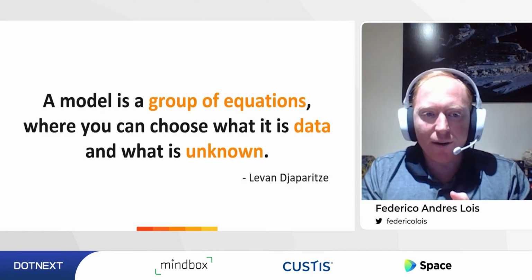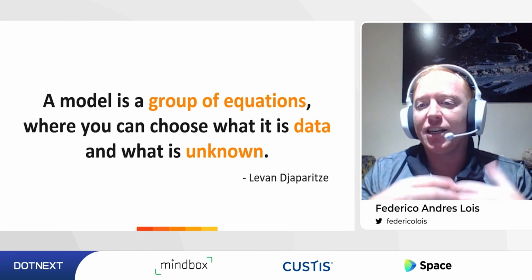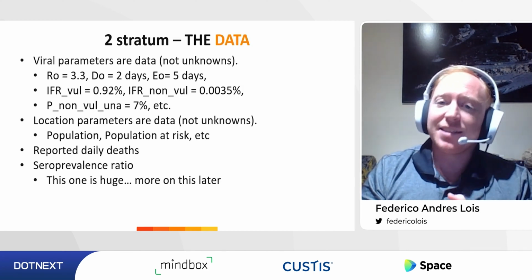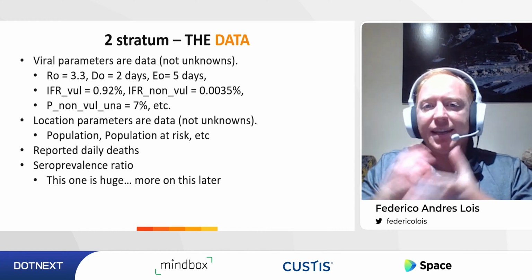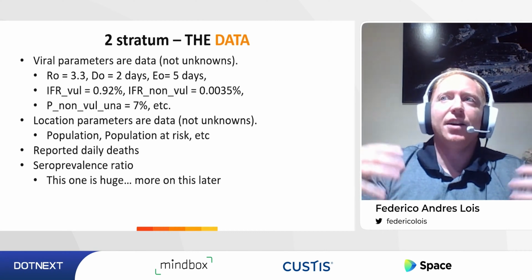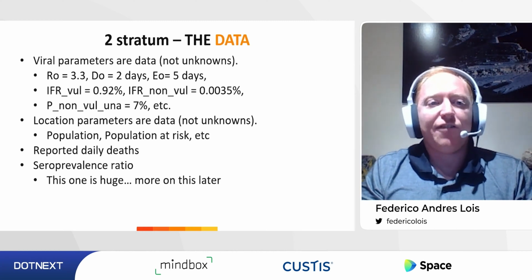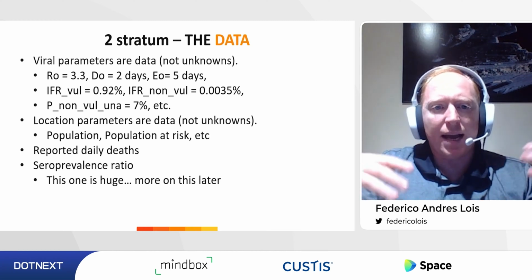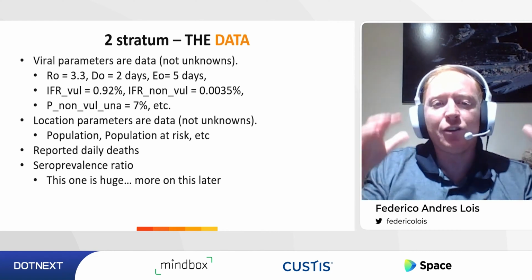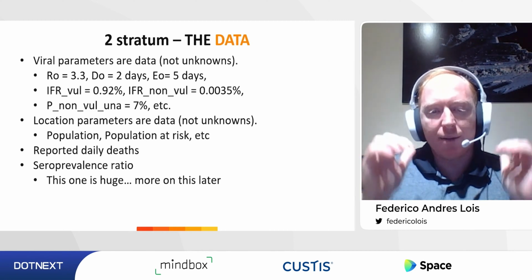So we are back to a model being a group of equations that you now know, where you can choose what is the data and what is unknown. So now let's talk about the data. Data is important because it's going to define what kind of disease you are modeling. So if I say the vital parameters are the data, so we decide that they are not unknowns, we have to go to the evidence to find what those parameters are.